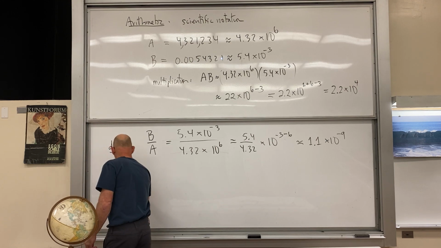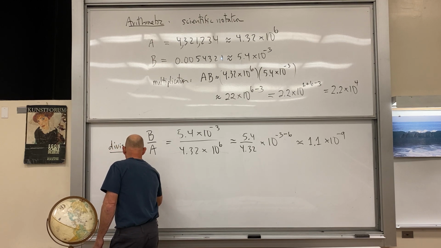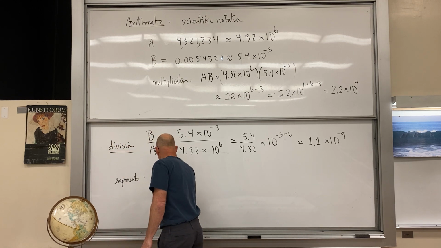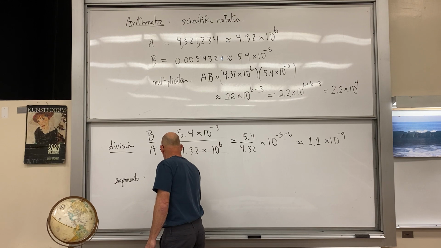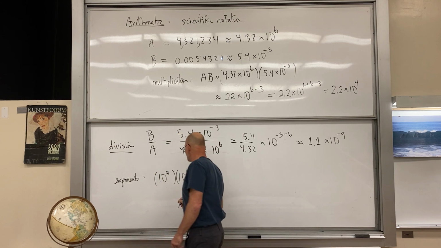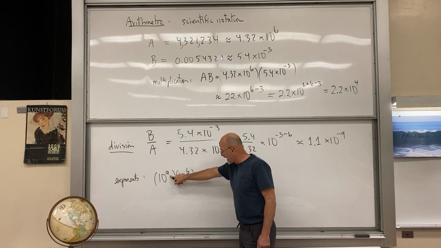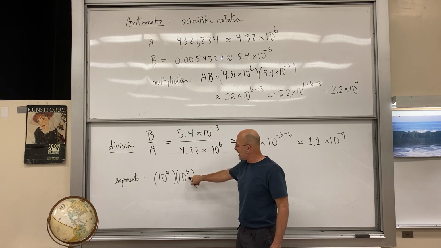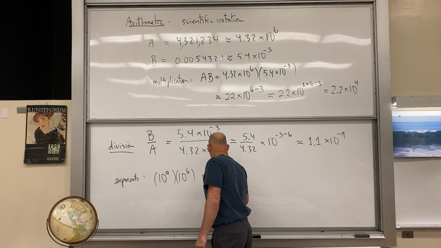We just write the exponents generally. We have 10 to the A times 10 to the B. If these are 10 to the A power, 10 to the Bth power, that would just be 10 to the A plus B. Okay.